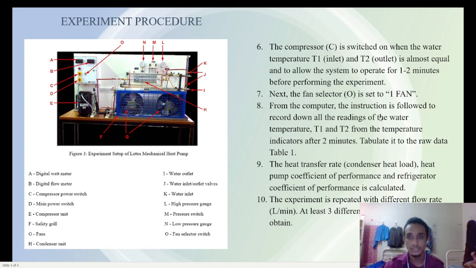From the computer, the instructions are followed to record all the readings of the water temperature, T1 and T2, from the temperature indicators after 2 minutes. After that, tabulate them into raw data table 1. At number 9, the heat transfer rate, condenser heat load, heat pump coefficient of performance, and refrigerator coefficient of performance are calculated. The experiment is repeated with different flow rates. At least 3 different sets of results are obtained.